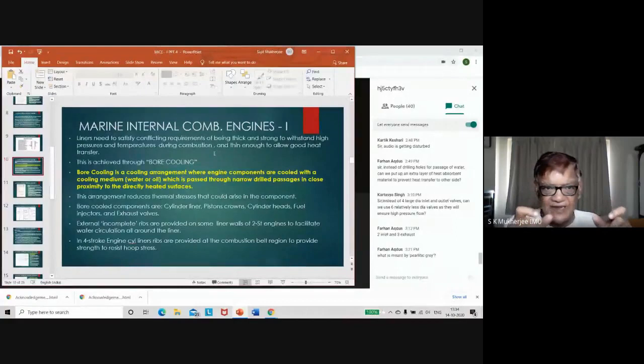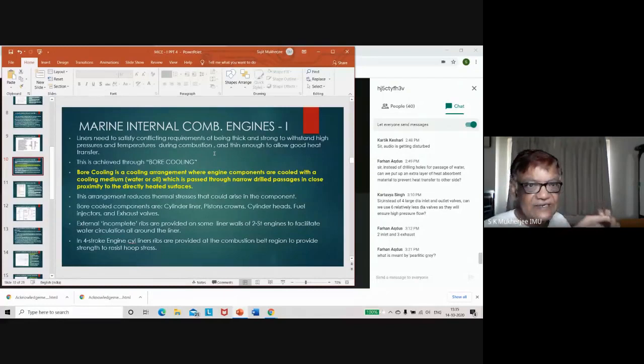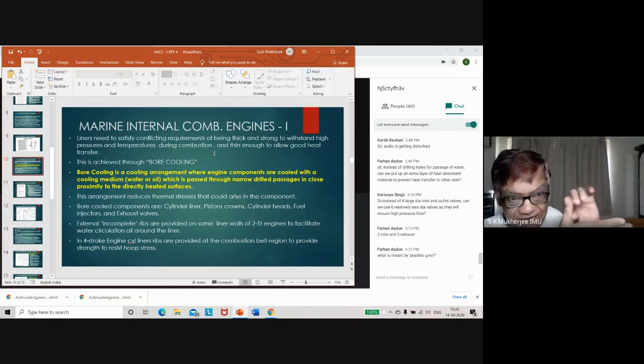Because the pressure inside subjects the walls to high forces, and these forces are translated into hoop stress. I hope you understand what is hoop stress. Hoop stress is circular stress on the cylinder liner walls. So that part of the liner has to be thick to take up the hoop stress arising out of the physical pressure inside the combustion belt at that point of time. But the temperature is also very high. So the temperature of the walls of the cylinder liner at that combustion belt is the highest.